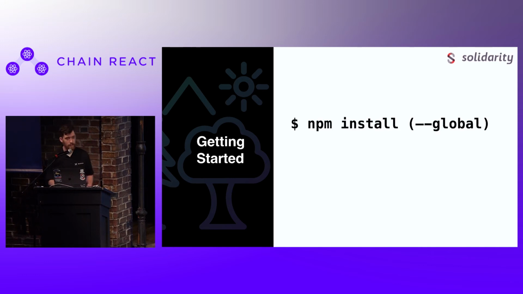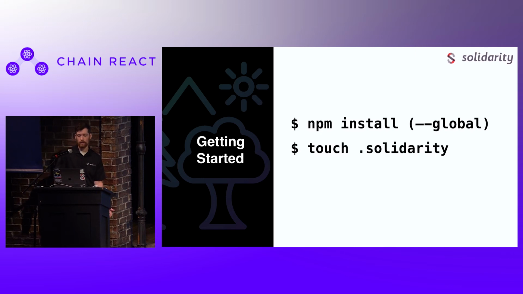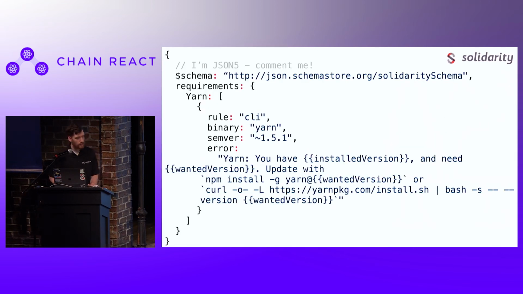So getting started with Solidarity is super easy. You npm install it either globally or in your project, create a .solidarity file, and run solidarity. And all you have to do in your configuration file is add requirements. So say yarn, you tell it it's a CLI rule, you tell it which binary to call, and what semantic version number you're looking for. The best part about it is you can also configure the error message. So when inevitably one of your developers does not have the right version, you can actually tell it, you have this version, you really should have this version, here's a script to fix it.